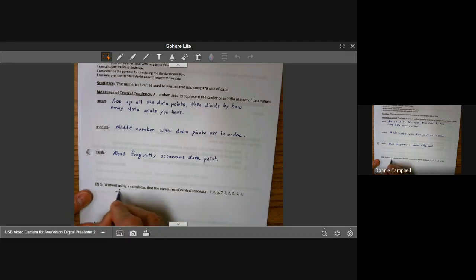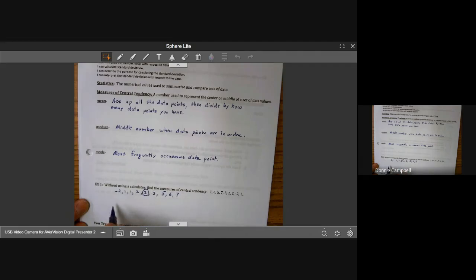The first example, talking about measures of central tendency, is we're going to find the mean, median, and mode. Without your calculator, step 1 is you need to put these numbers in order, from smallest to biggest, from left to right. So I have -2, 1, 1, 2, 2, 3, 5, 6, and 7. I got 1, 2, 3, 4, 5, 6, 7, 8, 9. This is kind of nice because I can find the median right here.